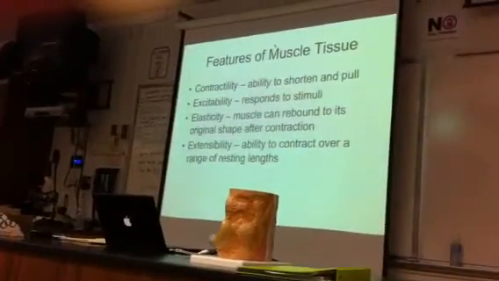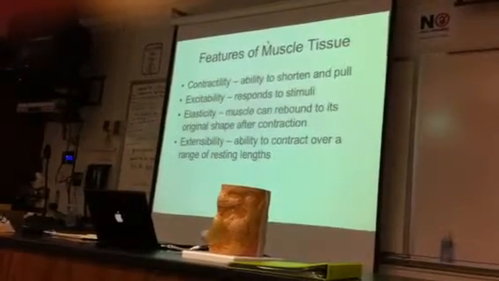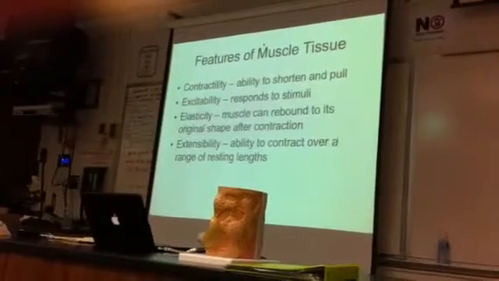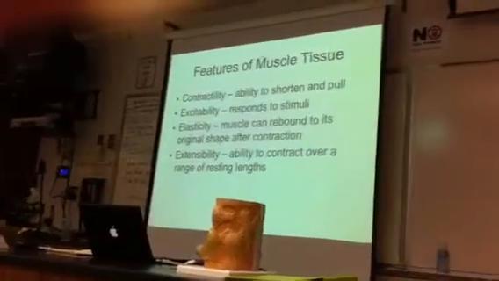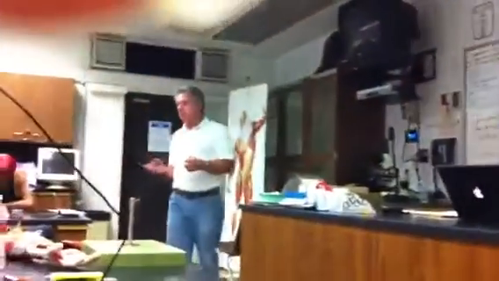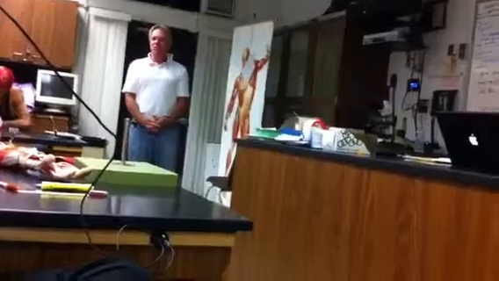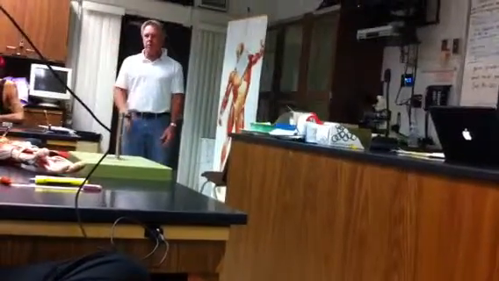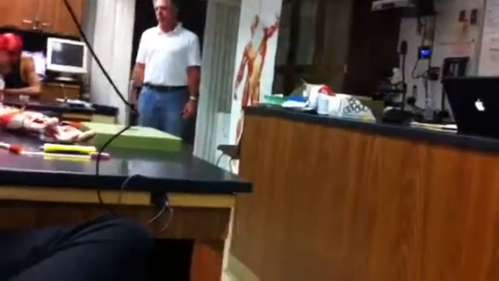Also, muscle tissue has a characteristic called excitability. It responds to a stimulus, basically an electrical stimulus from the central nervous system. If you've ever made the mistake, and we probably all have at some point in our lives, of giving yourself an electric shock, you know your muscles will respond to that electric shock. Elasticity: fortunately, our muscles are elastic. After you contract and relax it, it goes back to what it looked like before. They rebound to their original shape after contraction.